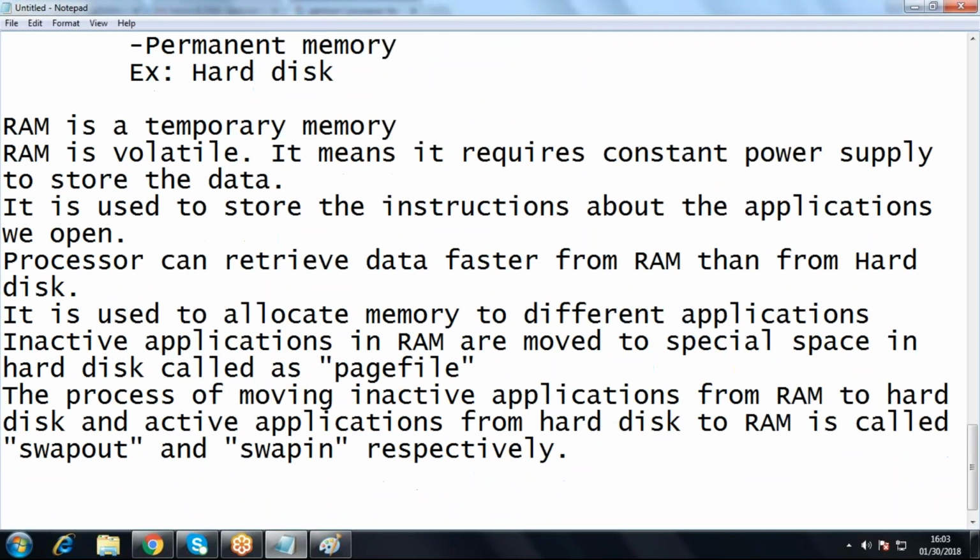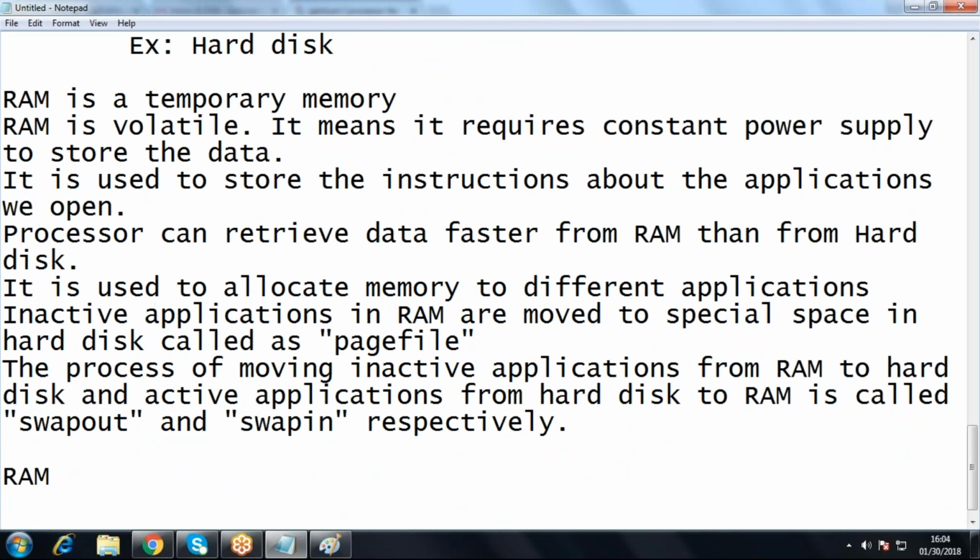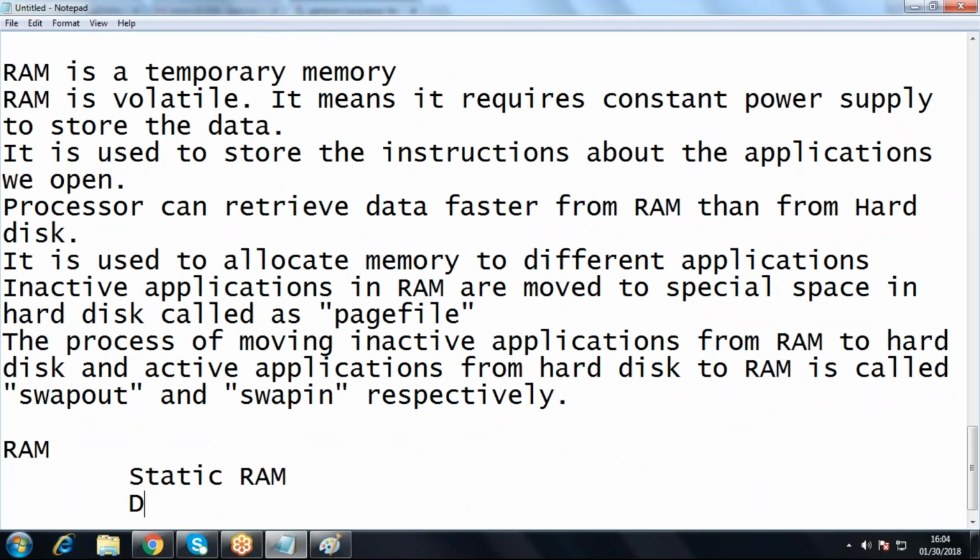Now, in RAM you have two types: static RAM and dynamic RAM. Static RAM means you cannot modify or decrease the capacity of RAM. Dynamic RAM means you can modify it, you can increase or decrease.